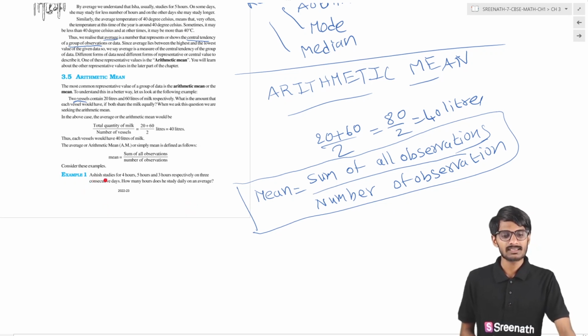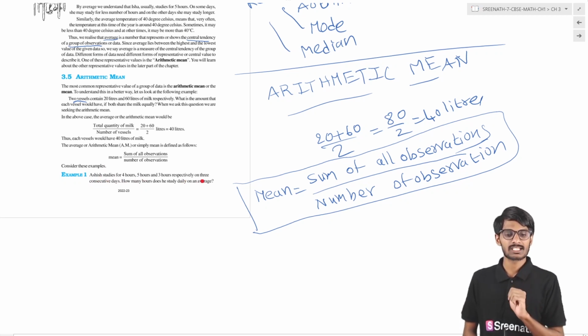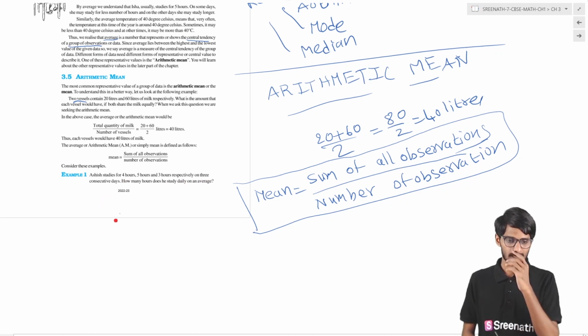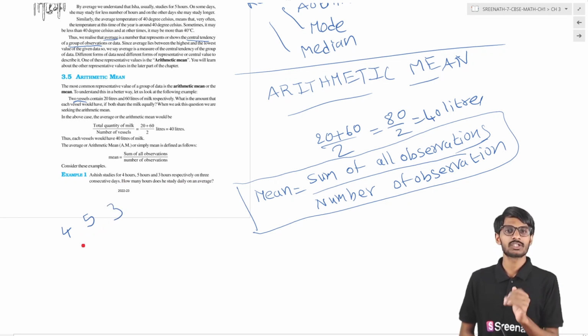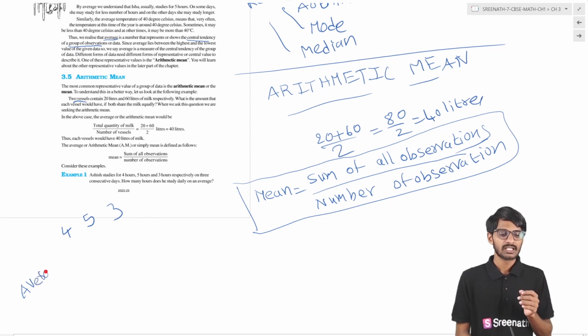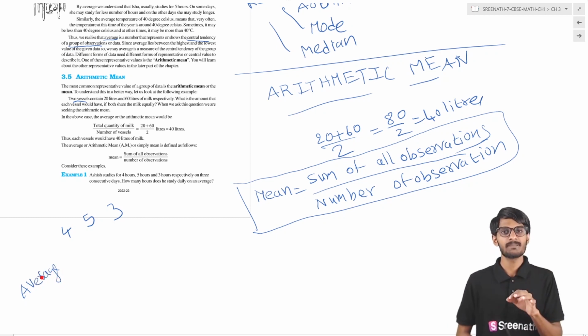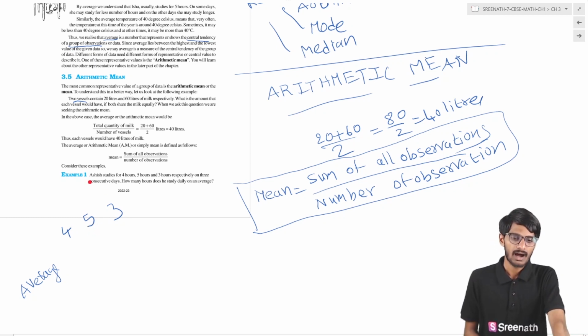Example: Ashish studies for 4 hours, 5 hours and 3 hours respectively on 3 consecutive days. One day he studies 4 hours, the next day 5 hours, the next day 3 hours. How many hours does he study daily on average? First day 4, second day 5, next day 3. What is the average study time of Ashish per day?